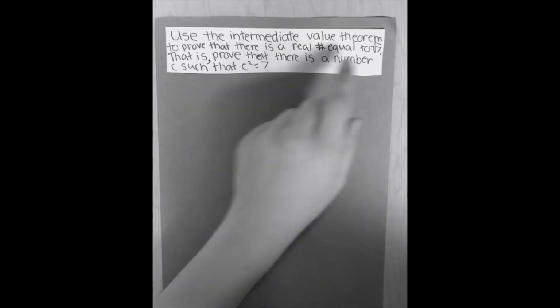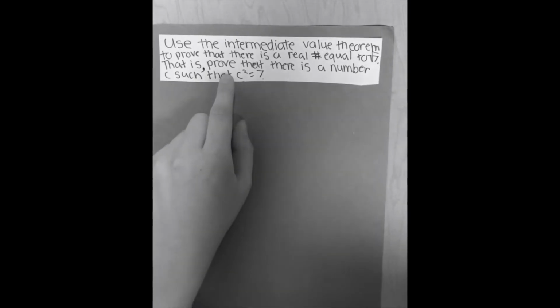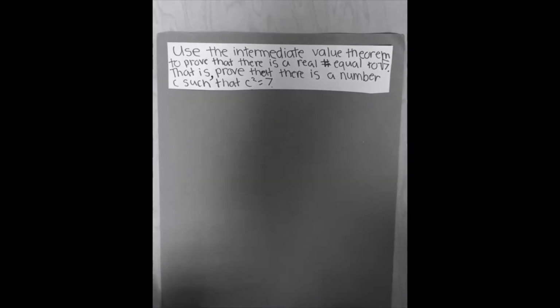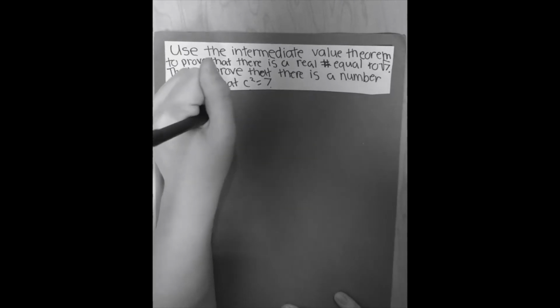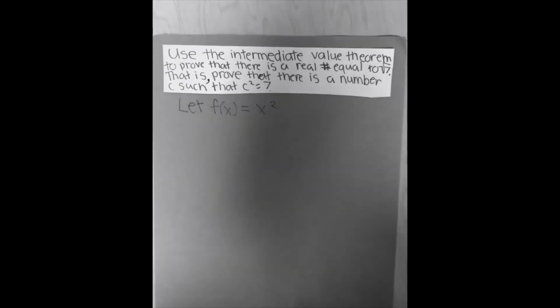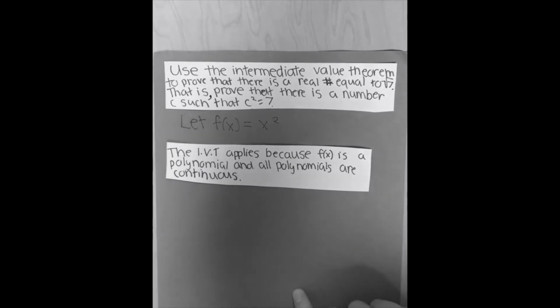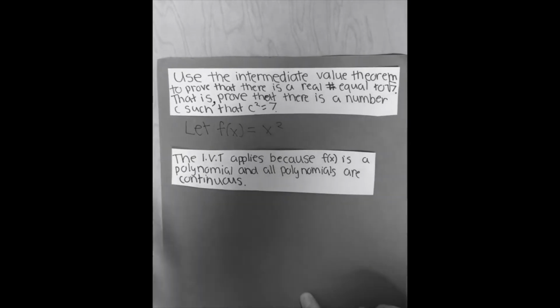Use the intermediate value theorem to prove that there is a real number equal to the square root of 7. That is, prove that there is a number c such that c squared equals 7. We are going to let f of x equals x squared. The I.V.T. applies because f of x is a polynomial and all polynomials are continuous.